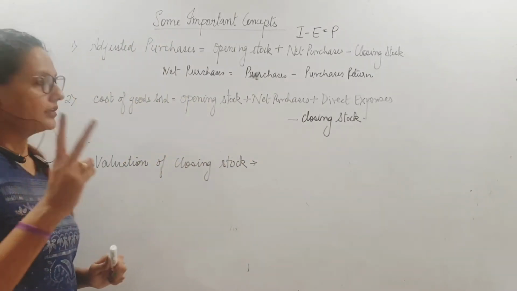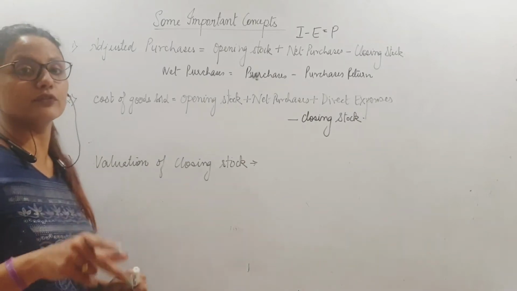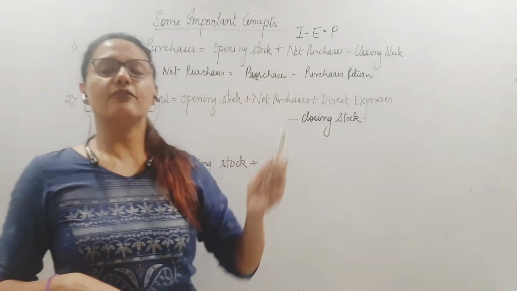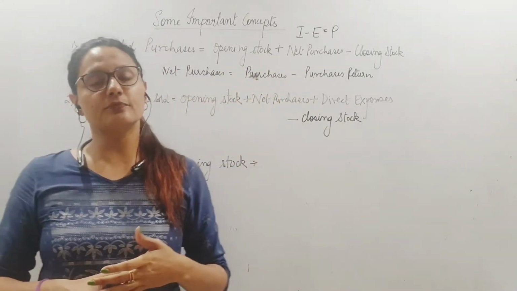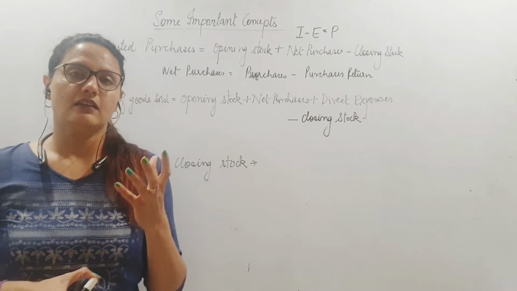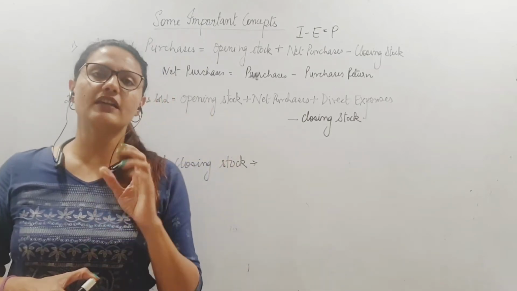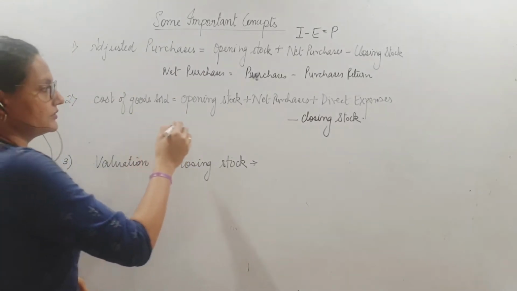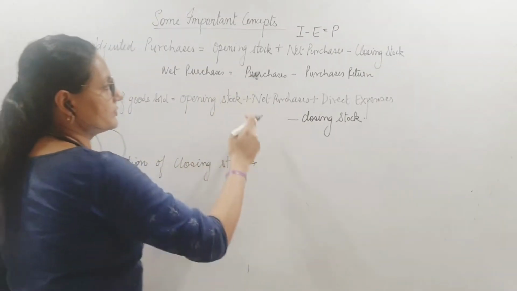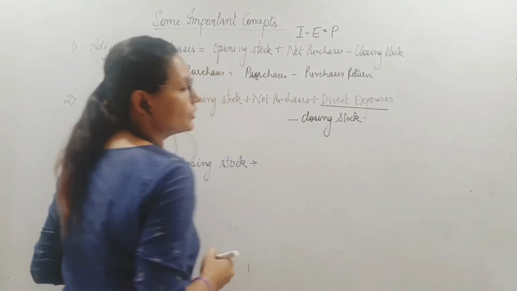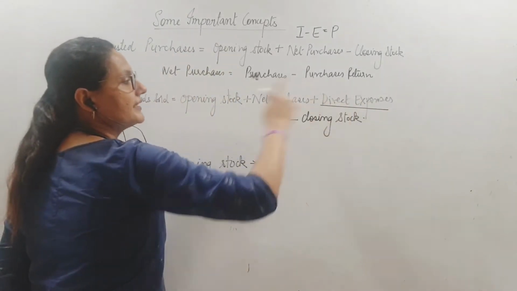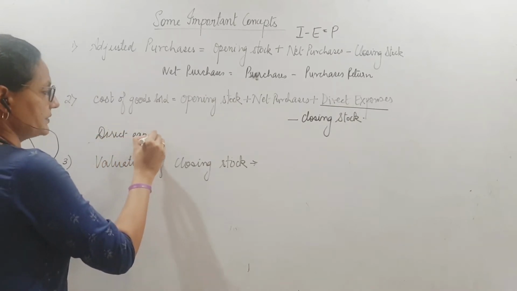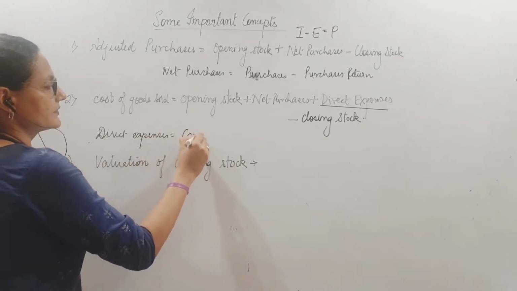Cost of goods sold. Number 2. Cost of goods sold. See, apart from this, which is at the purchase price, we have also spent on certain basic expenses which are very much direct to the costing of the goods. So here there is just one difference between adjusted purchases and cost of goods sold, that we are also adding direct expenses here. Direct expenses, I will give you a few examples so that it is very clear.